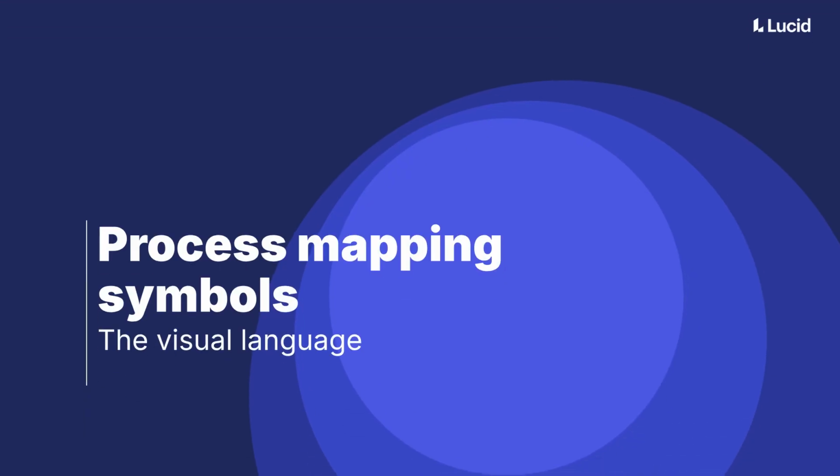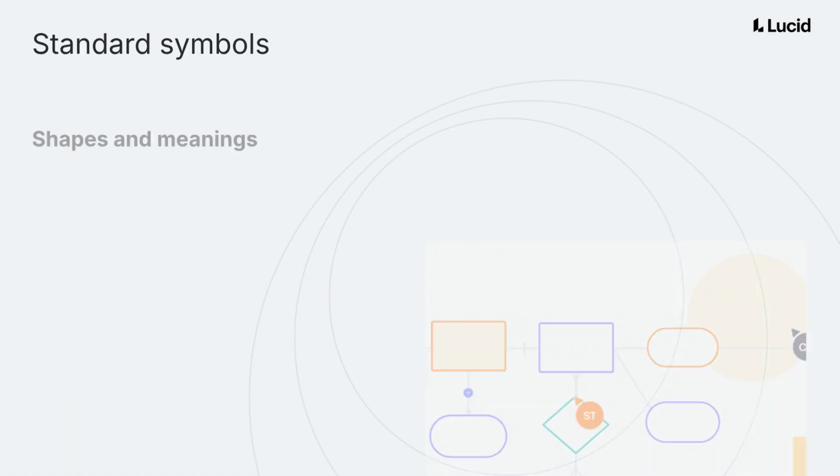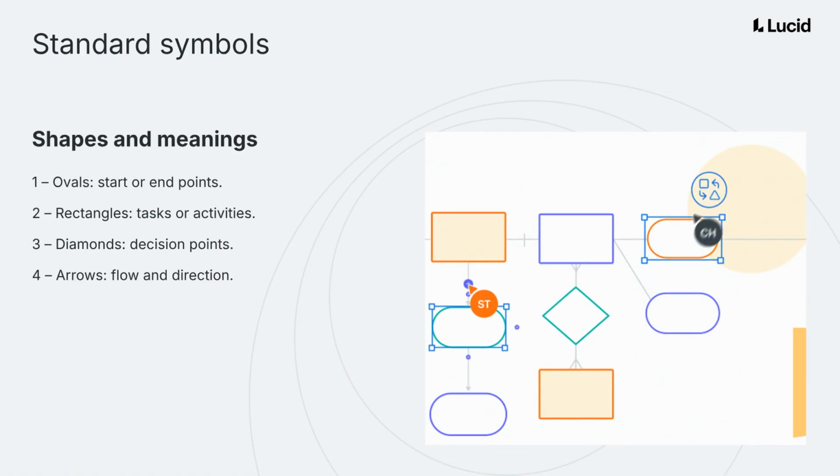To read these maps, you need to understand the visual language. Let's break down the standard process mapping symbols used in the industry. Ovals represent your start or end points, while rectangles are for specific tasks. When you see a diamond, that's a decision point, where the path might split.